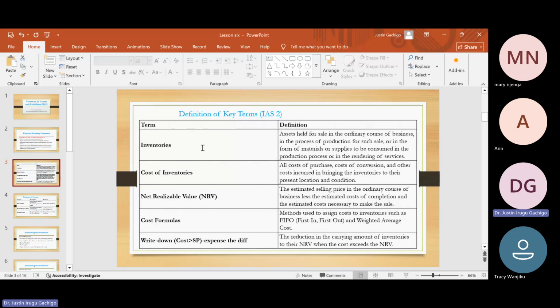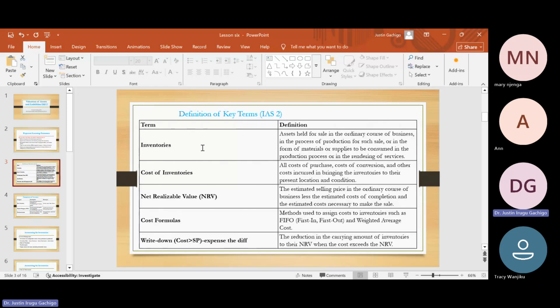Then we have the net realizable value, and this is the estimated selling price in the ordinary course of business, less estimated cost of completion, and the estimated cost necessary to make the sale. So net realizable value is what is going to be realized when you remove the cost and even the logistic cost. For example, when you talk about the same uga again, we have the selling price of the uga, but you need to remove all the costs that are associated to make that packet of uga the way it is.